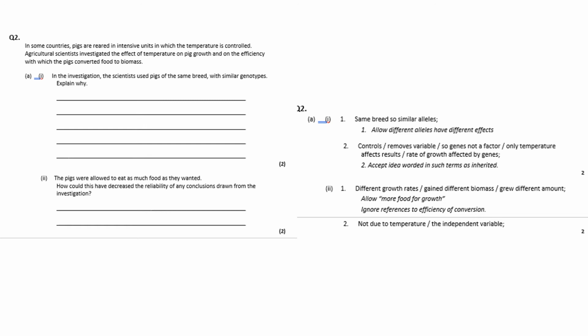It then asks you to look at the statement that the pigs were allowed to eat as much food as they wanted. How could this have decreased the reliability of any of the conclusions drawn from the investigation? So if the pigs were allowed to eat as much as they wanted, then you expect that some pigs would eat more than others, and therefore there would be different growth rates.